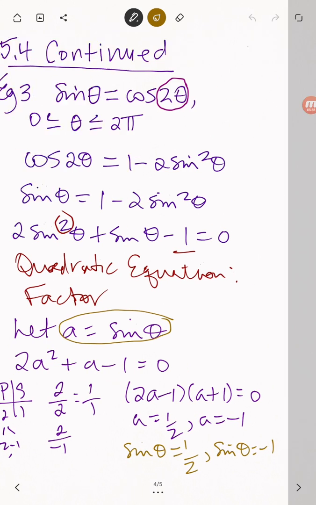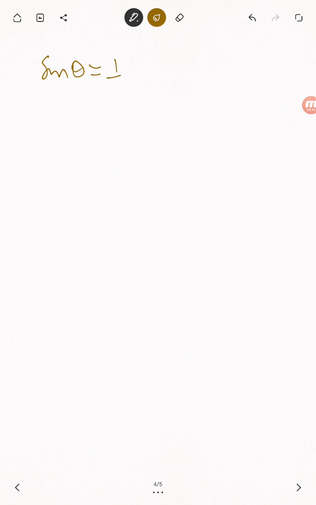Or it was 1/2 and -1. So 1/2 and sine theta equals -1. Okay, and now we need to solve these. So let's start with the 1/2. I think we did this already for a previous question.